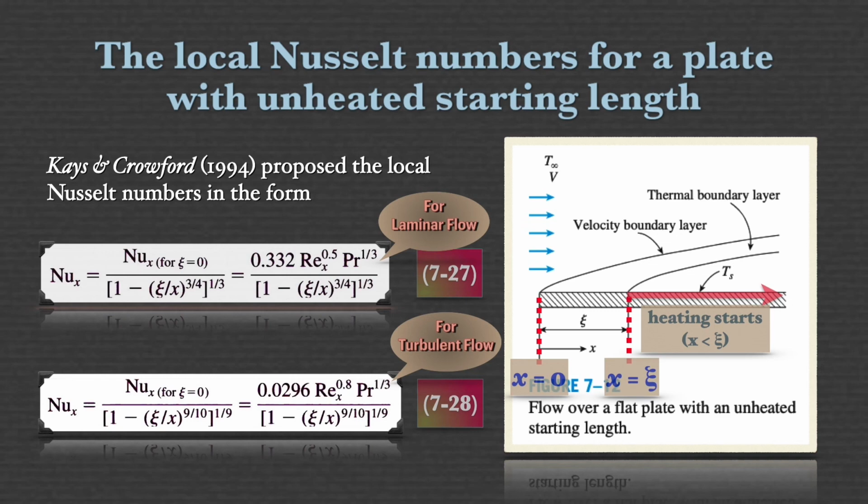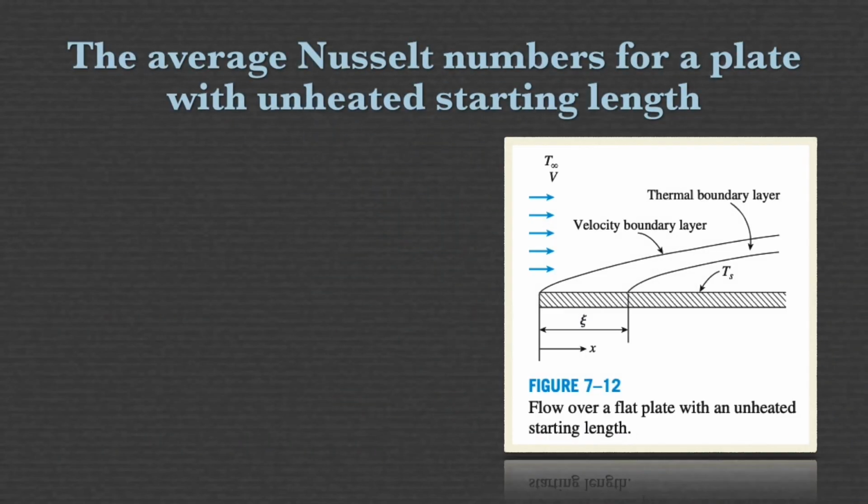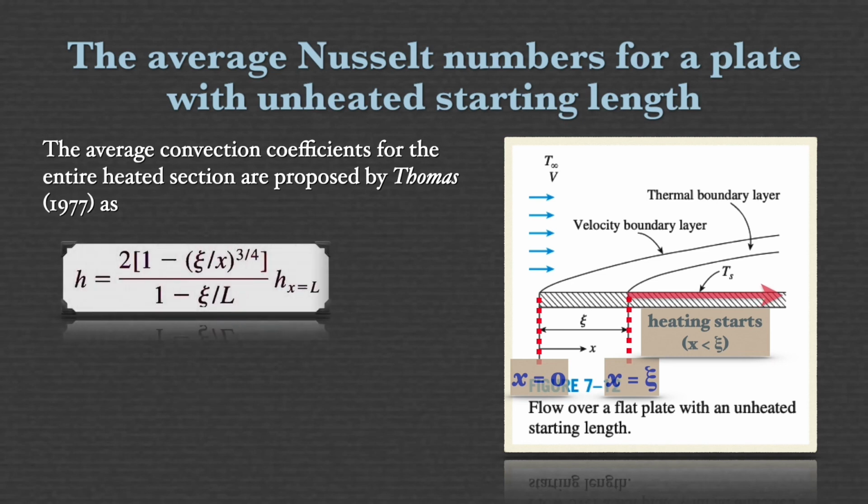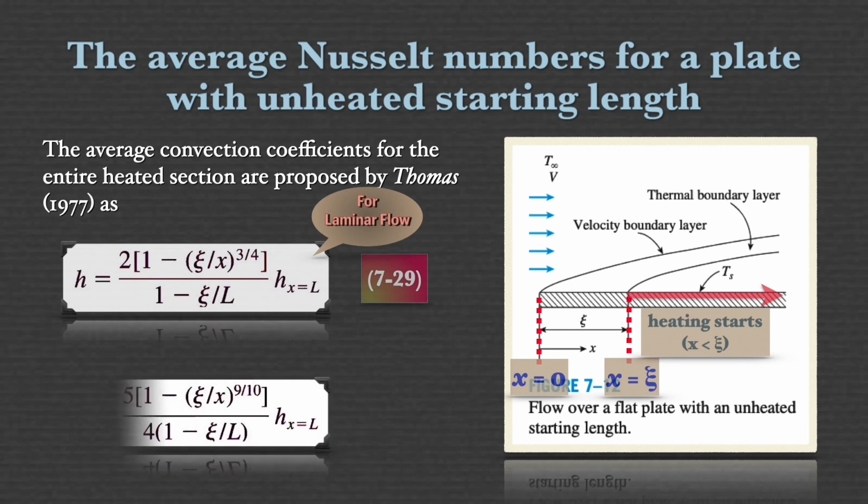The evaluation of the average Nusselt number for the heated section of a plate requires the integration of the local Nusselt number relations, which cannot be done analytically. Therefore, integrations must be done numerically. The results of numerical integrations have been correlated with the average convection coefficients, as illustrated in equations 7.29 and 7.30.